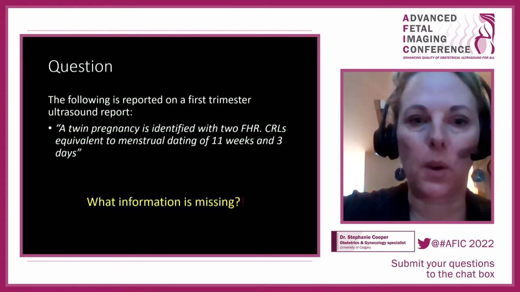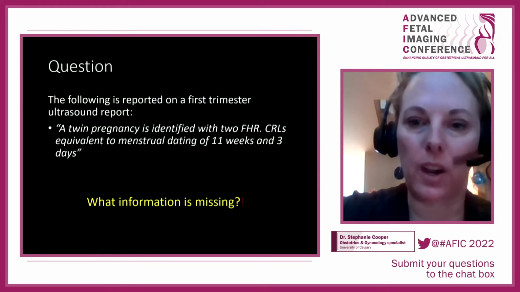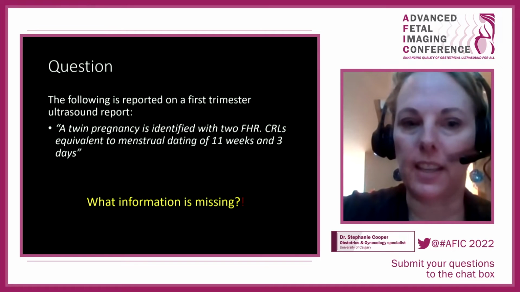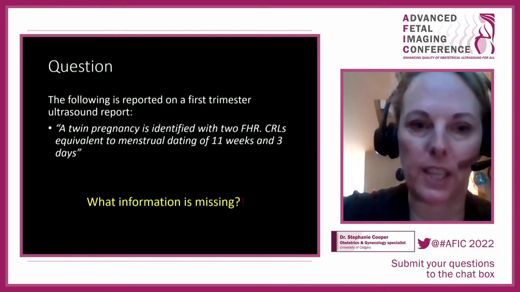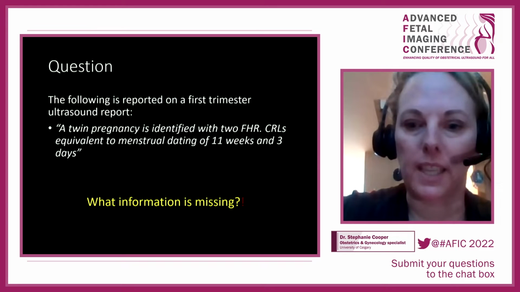Okay, so here is a report. A twin pregnancy is identified with 2 fetal heart rates. Crown rumps are equivalent to menstrual dating of 11 weeks and 3 days. That is an actual quote from a report I got. So what is missing?